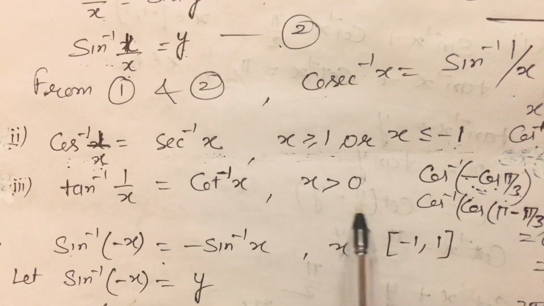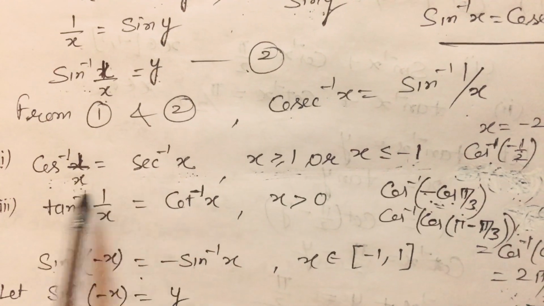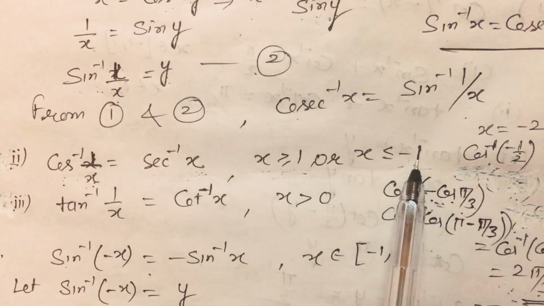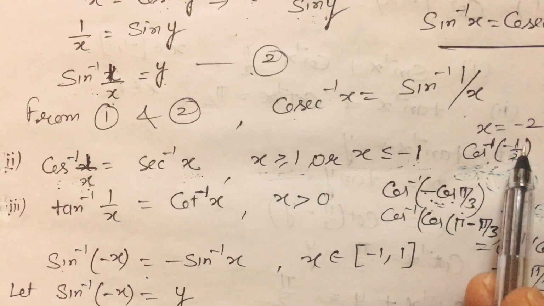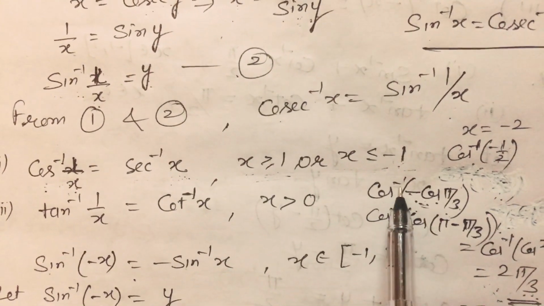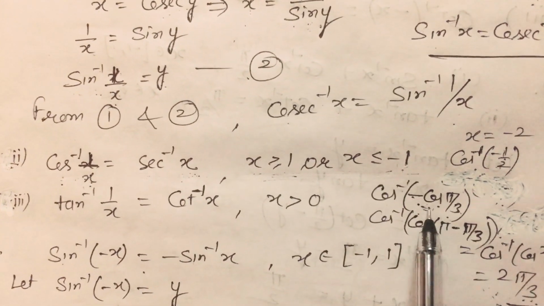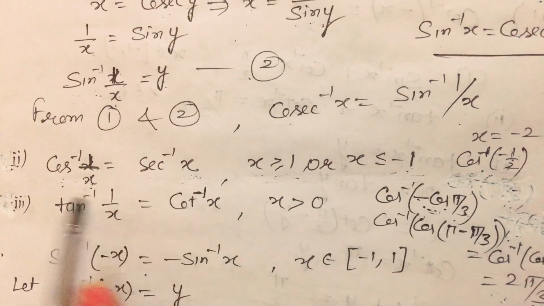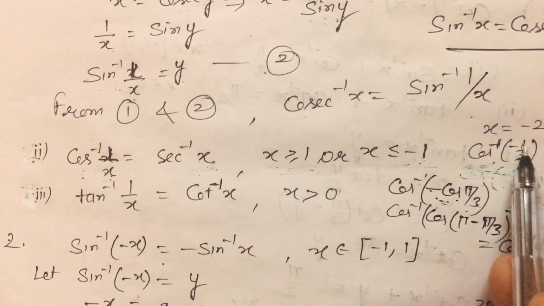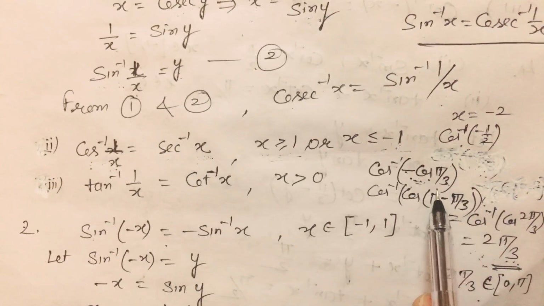Now I am taking a negative example for showing this. If x is less than -1, suppose -1/2, that means we can write cos inverse 1 by x, and here I have taken cos inverse -1/2, and -1/2 is minus cos pi by 3.